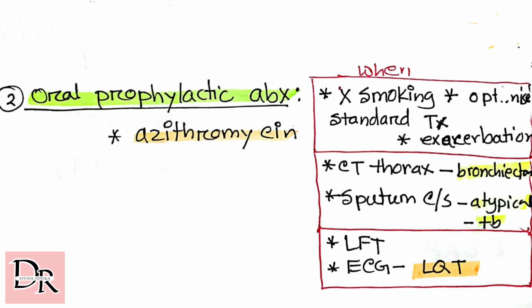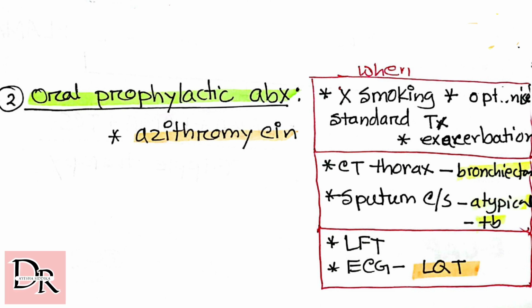And what antibiotic prophylaxis can we give? We can provide azithromycin. And when? If the patient has stopped smoking, and despite taking optimized standard treatment, the patient is still having exacerbation. In that case, we need to provide oral prophylactic antibiotics.